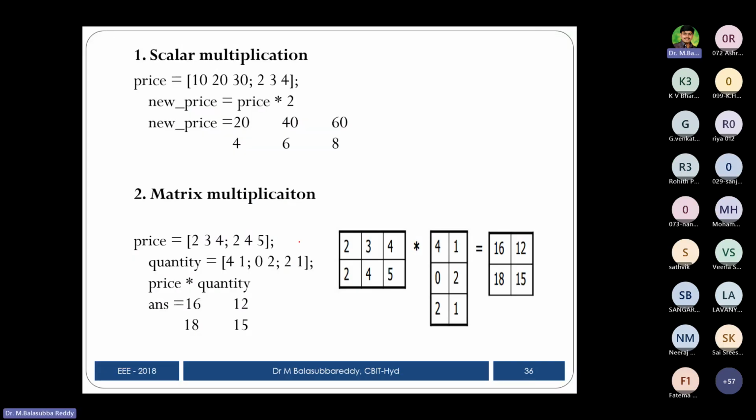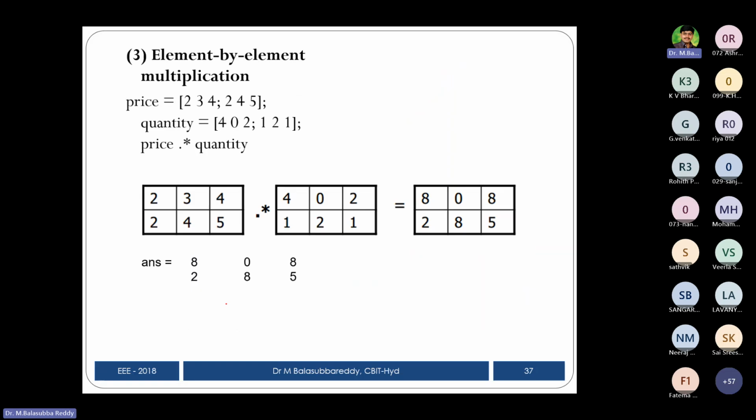Now, the other one, scalar multiplication. Price is given and new price is equal to existing price multiplied by 2. Then each element multiplied by 2 will give the first matrix. And the other one, price is there, quantity is there. Then if you just want to multiply price into quantity directly, you can make use of price into quantity, it will give the result.